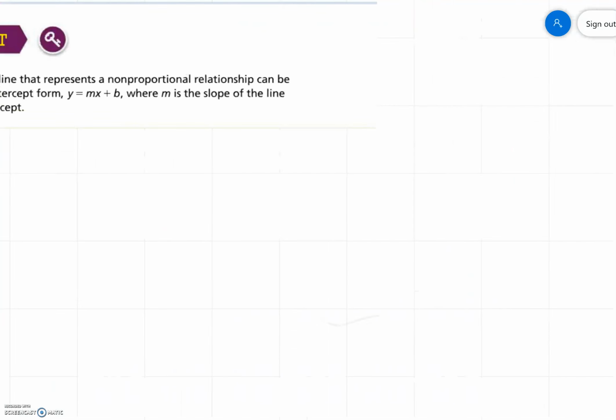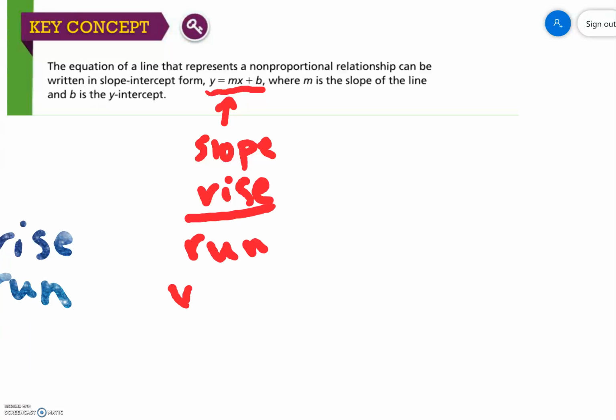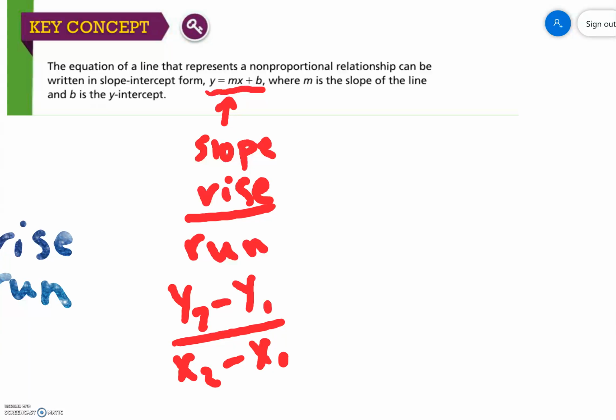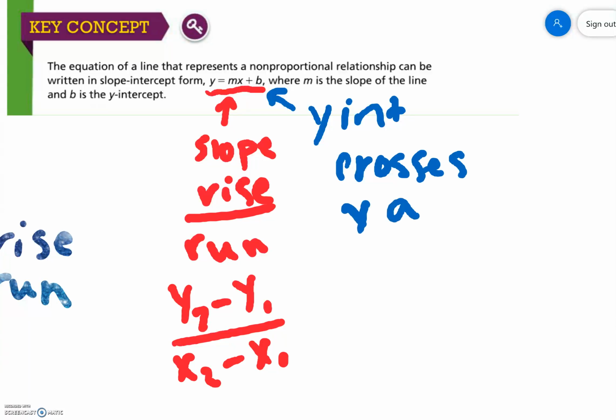Key concept. The equation of a line that represents a non-proportional relationship can be written in slope-intercept form, y equals mx plus b, where m is the slope of the line and b is the y-intercept. So this is slope, which is rise over run, which we know as the equation y2 minus y1 over x2 minus x1. And b is our y-intercept, where it crosses the y-axis.